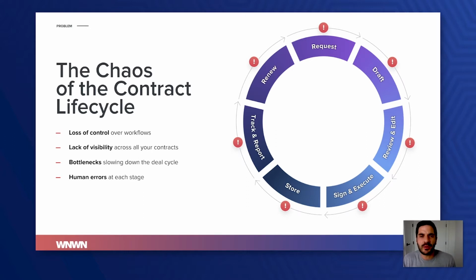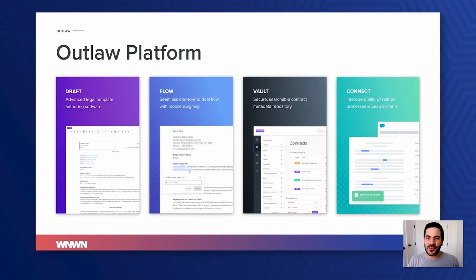Something that we share with the Filevine team is we believe in the value of first principles. That to really solve a problem means you start from the very beginning. Outlaw is the first of its kind proprietary legal authoring platform built from the ground up for each stage of the contract lifecycle. It features 4 distinct interlocking modules, so meet Draft, Flow, Vault, and Connect.